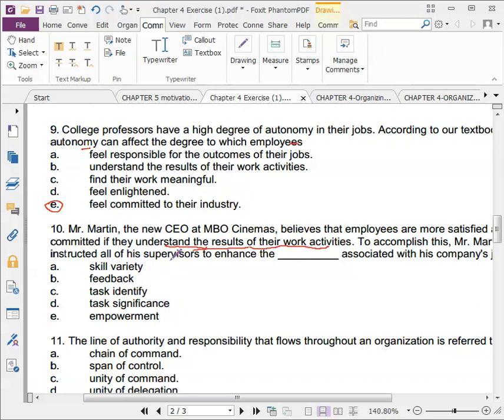Understand the result of their work activities. Feedback, no. Skill variety, of course not, right? Task identity, task significance, empowerment. Empowerment surely not. So it is either task identity or task significance. Yes, that is correct. Very good, Michelle.